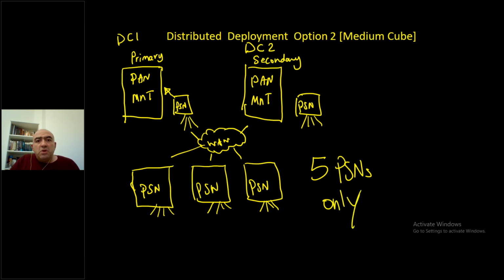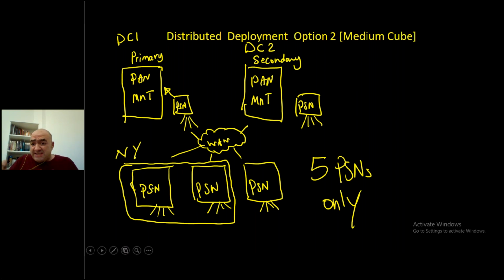Now, if you go to real life in production environment, you will notice that we have a lot of customers that already have more than 5 PSNs. They need more than 5 PSNs, and especially sometimes few of them will prefer to have redundancy. Let's assume that these 2 PSNs exist in my New York office. In this case, instead of having 1 PSN, and this is a single point of failure, let's have 2 PSNs.